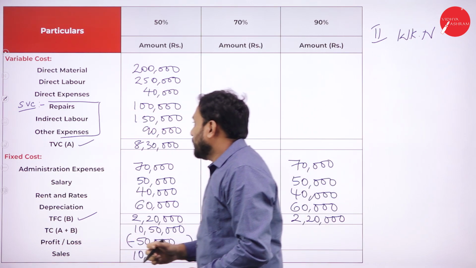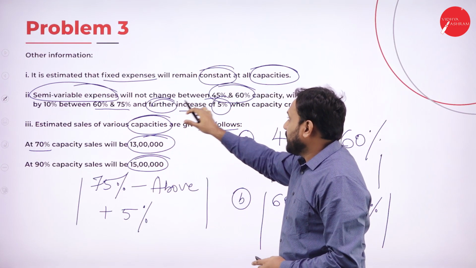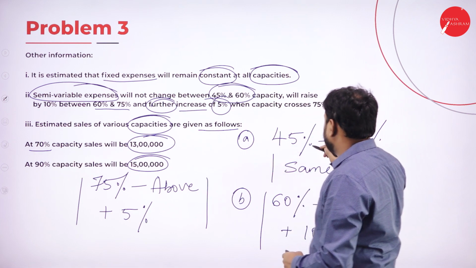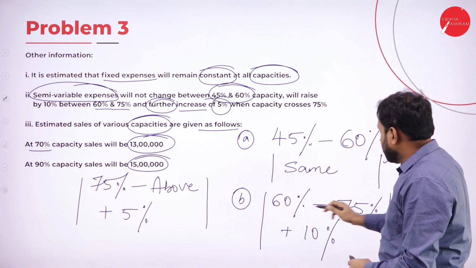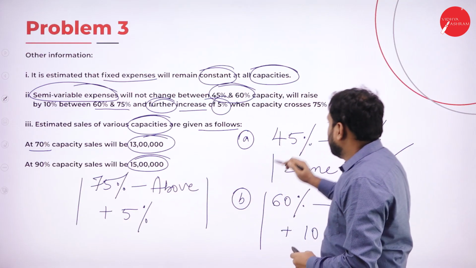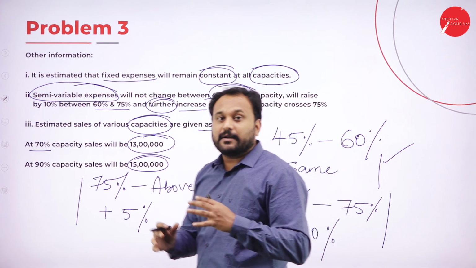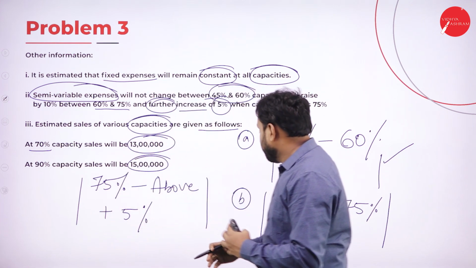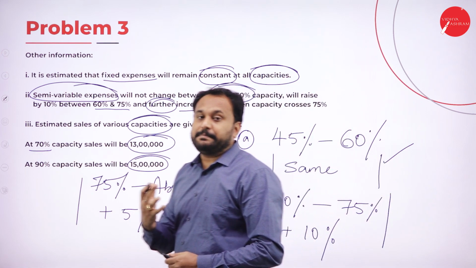Let's go with the adjustment here. Semi-variable expenses will not change between 45 to 60. So we have not changed this. It's done same. B, 60% to 75%. Now see here, 45% to 60%, it is same. That is the reason we are maintaining the same thing. But 60% to 75%, they increase by 10%.